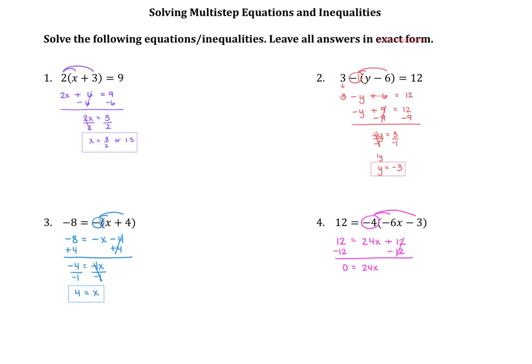Undo my multiplication of 24, so I'm going to divide both sides by 24. 0 divided by 24 is 0. 24 divided by 24 is 1. So that goes away, and it's just x equals 0.